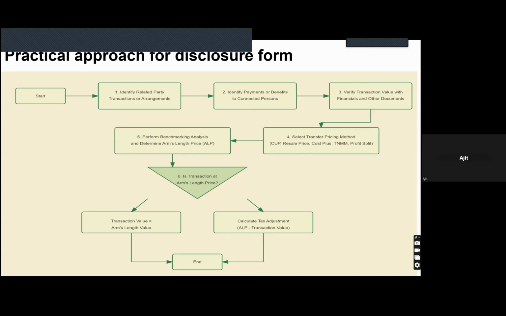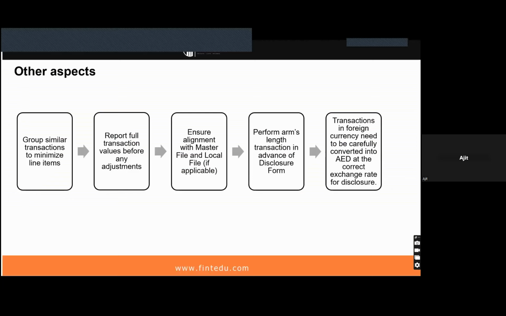So if you follow this standard practical approach, you would be able to justify your arm's length price with full transparency and ensure that there's no adjustment. So this is the whole practical approach. There are some other aspects of related party disclosure, like grouping similar transactions in a minimum line item. As I said, one transaction, 100 entries, same transaction, same related party, you can club together. But if there are different transactions, the nature of transactions needs to show each transaction separately.